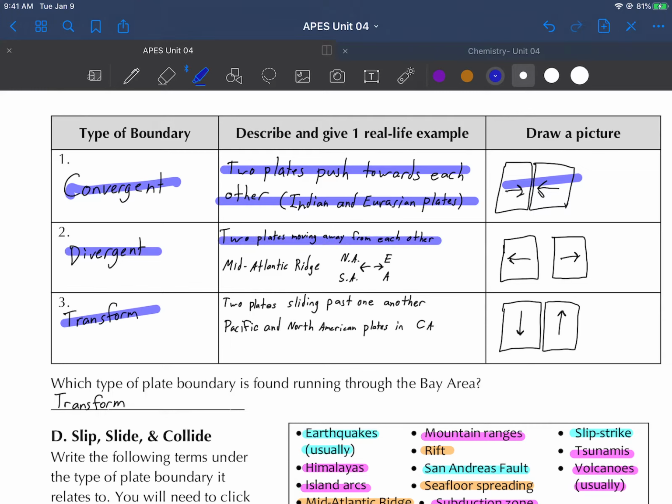Divergent plates are two plates moving away from each other. Most common example of that is the Mid-Atlantic Ridge. We have North and South America moving away from Europe and Africa. Transform are two plates moving past each other, and the example that you should be very familiar with is the Pacific and North American plates in California. They're moving past each other, which is why California has all those earthquakes.